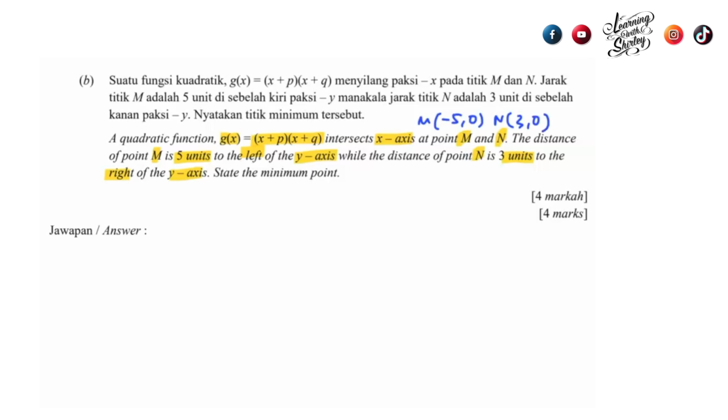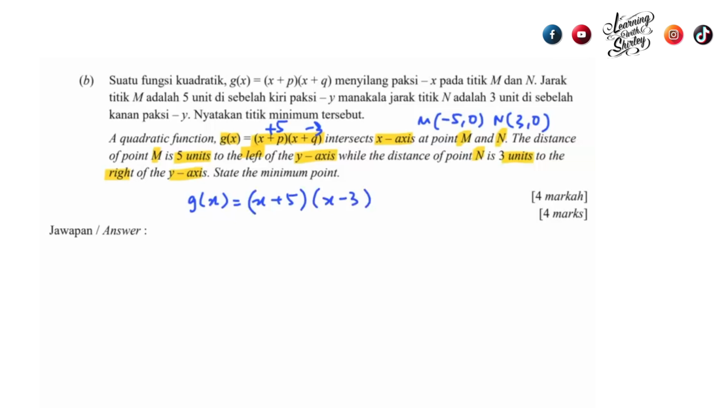So we actually have the roots. The roots are -5 and 3. Then we can put it over here. If it's -5, here will be +5. If it's +3, here will be -3. So g(x) is equal to (x plus 5)(x minus 3).